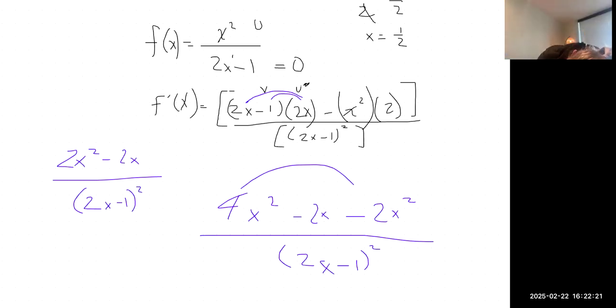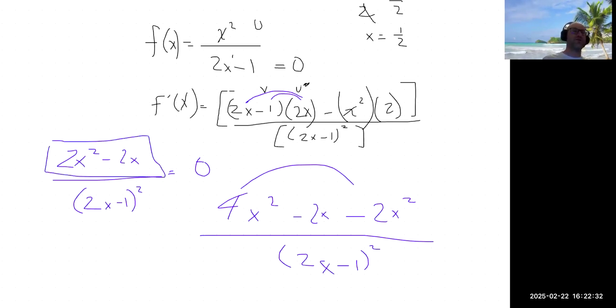And then we're going to set the whole thing equal to 0. If this is equal to 0, then what that means is that this numerator right here, we can multiply both sides by the denominator, 2x minus 1 squared, and that's going to make it cancel out, because 0 times anything is 0. You could also think of it as cross multiplying, if you want to look at it that way too.